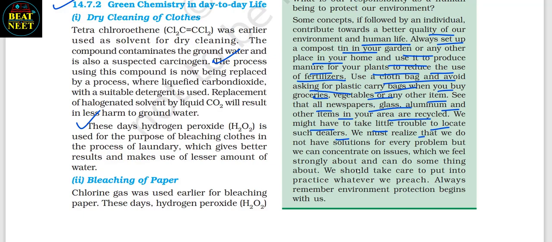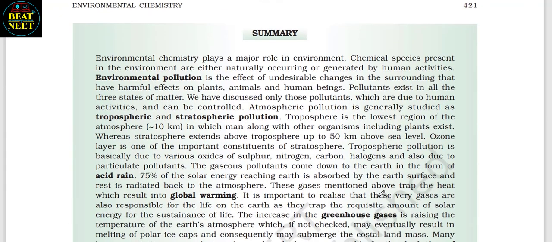We must realize that we do not have a solution for every problem, but we can concentrate on issues which we feel strongly about, can do something about. We should take care to put into practice whatever we preach. Always remember, environment protection begins with us.